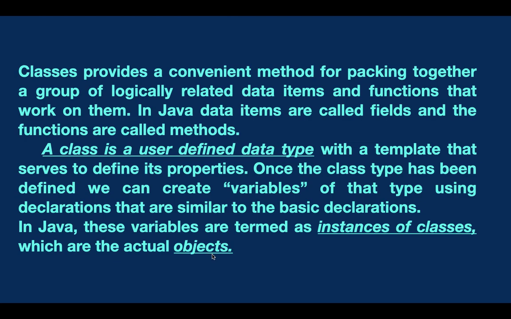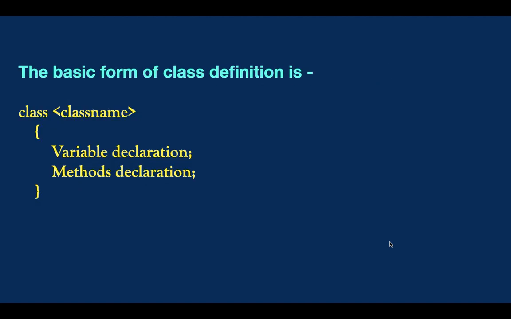With this point we come to know that there is hardly any big difference between objects and variables. Basically objects are also variables, but they are of class type. That is why they are also called instances of classes. All right, so I hope that you are getting it. Now moving to the next slide.